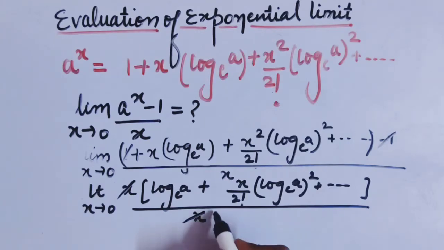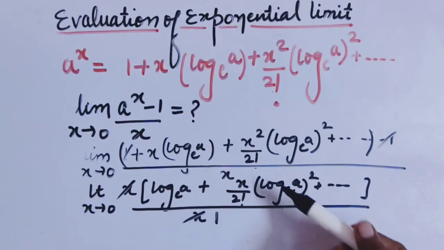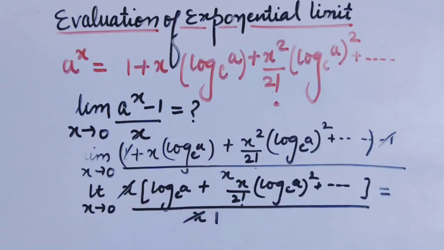Now see here the denominator is 1. It means this is not an indeterminate form. So when we put the value directly over here, this will become 0 and simultaneously all the terms which are coming after this will also become 0. Only one term will be left, which is log a to the base e. So this will be your standard exponential limit. That means limit x tends to 0, a raised to the power x minus 1 upon x will be equal to log a to the base e. I hope this will be clear to you.